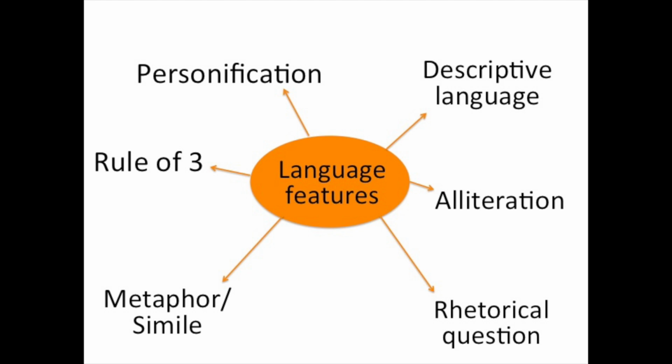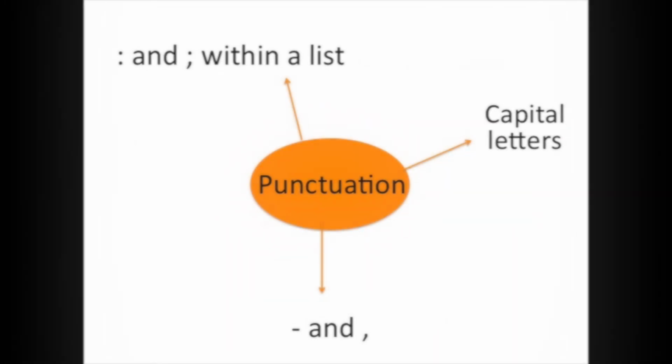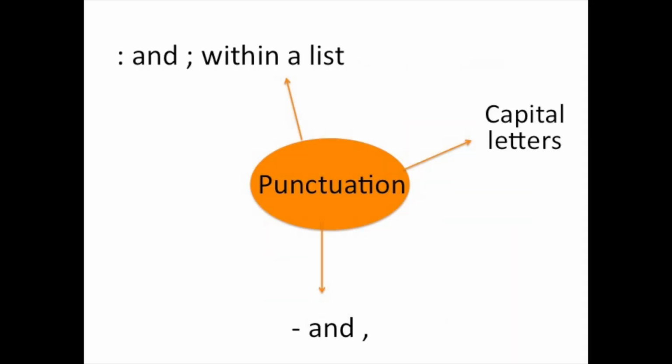After looking at language, I decided I was going to look at punctuation, because that's a really important skill to get correct. So within punctuation, we've got semicolons and colons within a list. However, you may also want to use semicolons within clauses, commas and dashes for extra information, and finally capital letters. After editing these two things, I want to read through it out loud to make sure the whole thing makes sense.